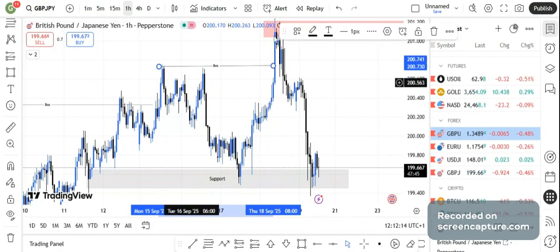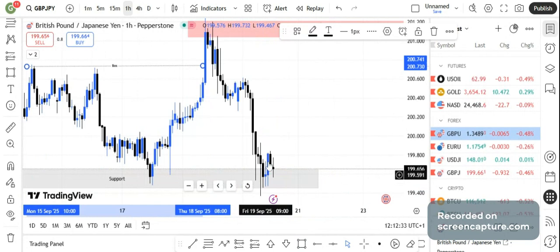Then price moved back again to this same zone. As you can see, price did not forcefully break out. Can you see? And price created another bullish momentum, a buy signal on GBP JPY. As you can see, look at this candlestick, a momentum on the 1 hour time frame. First bullish, second bullish momentum.